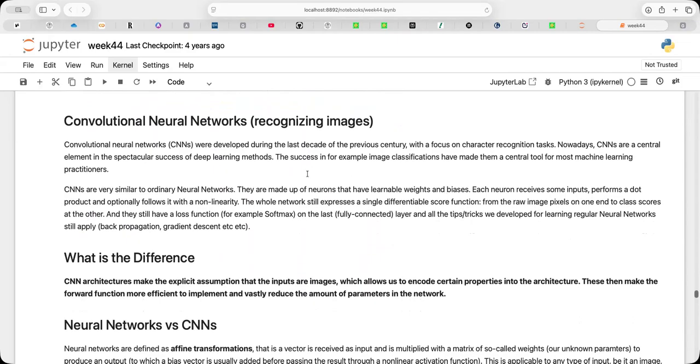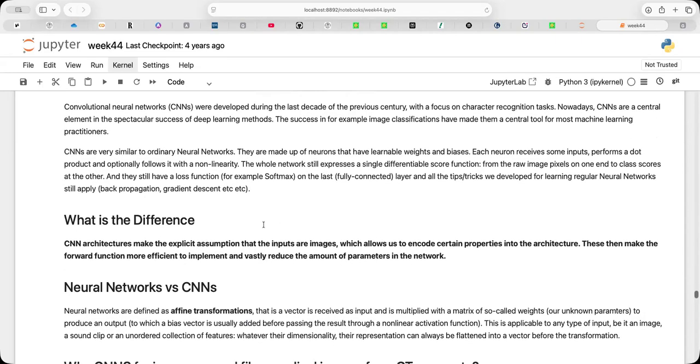So they were actually developed during the last decade of the previous century. But nowadays, they're actually the backbone of classification of images. It is really the method of choice. And the big difference is that they are normally applied to inputs such as images, which allows you to encode certain properties into the architectures. These then make the forward function more efficient to implement and also reduce the number of parameters in the network.